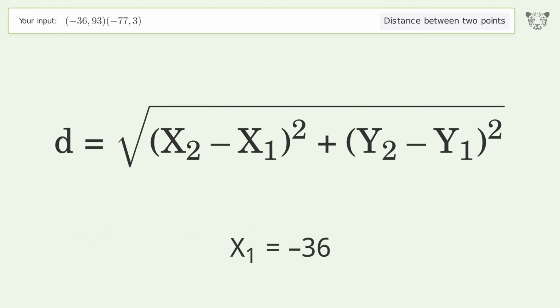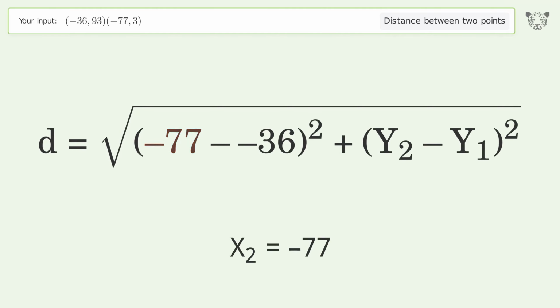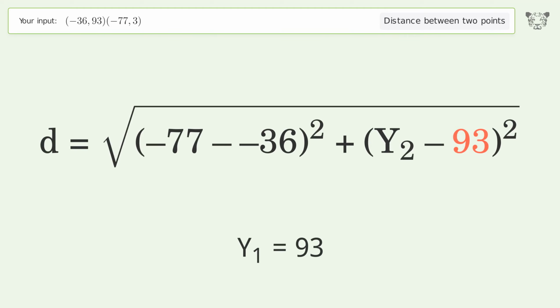x1 equals -36. x2 equals -77. y1 equals 93. y2 equals 3.